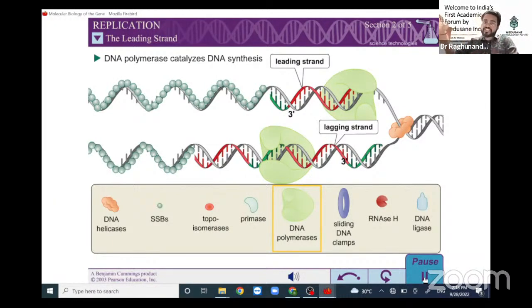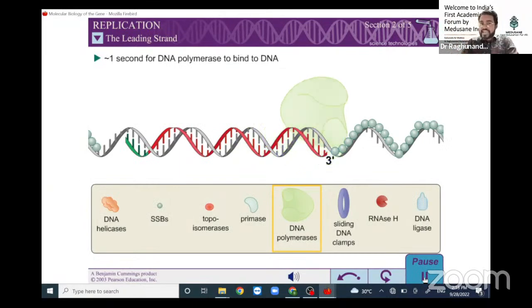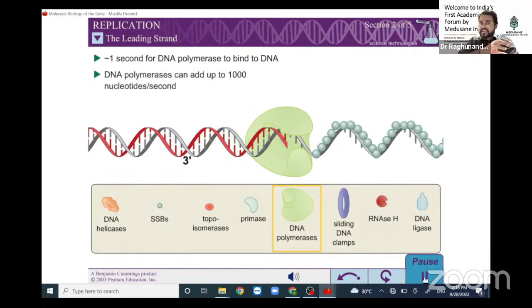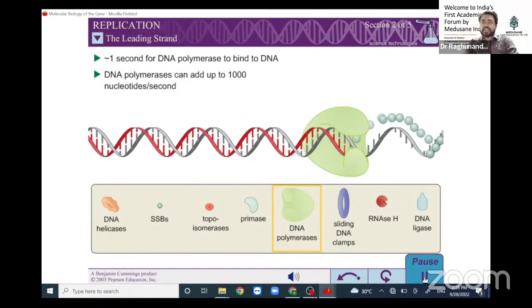A long stretched leading strand can be created. A long stretched DNA replication can be done. But what happens in your lagging strand? In the lagging strand, small fragments are going to form. Can you see here? This is your leading strand. The leading strand forms continuously, up to 1000 nucleotides continuously.